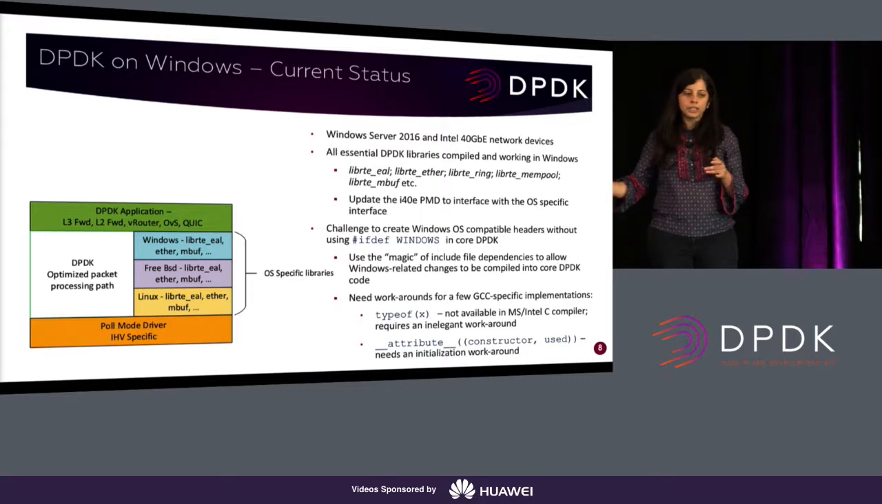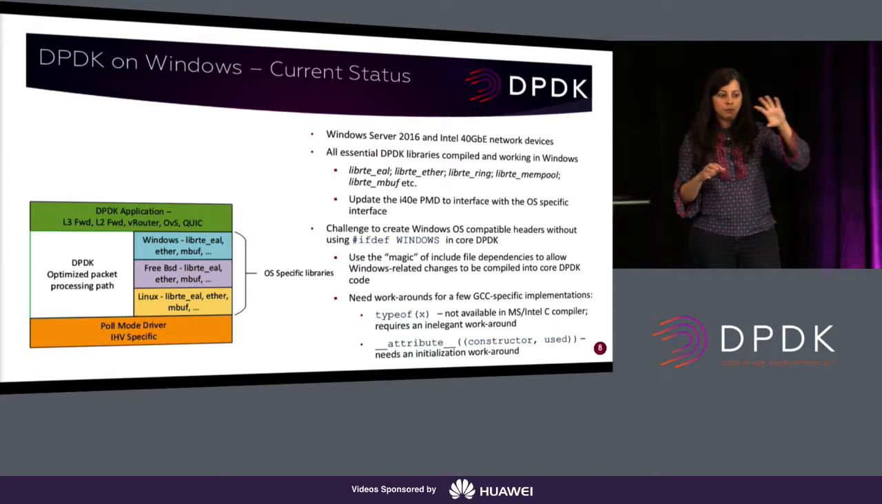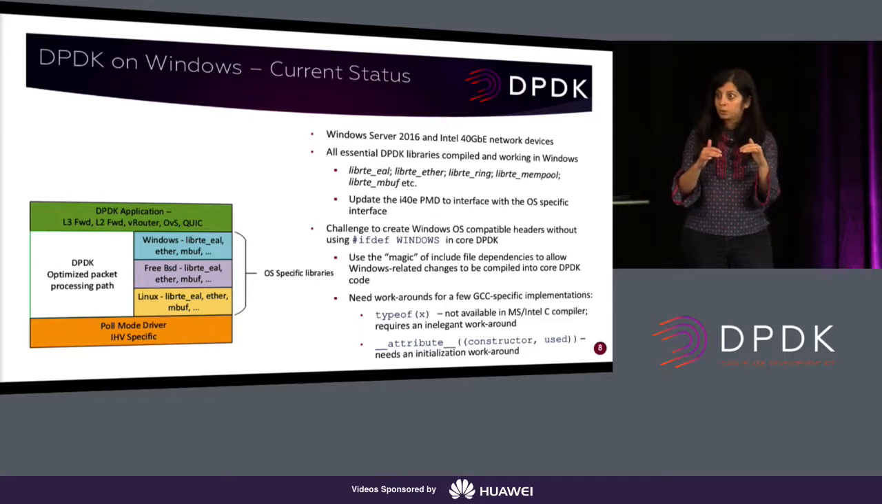Over here, I have some more details on the exact changes that we made. What we tried to do here was to keep the top and the bottom layer exactly the same. The bottom layer is the kernel-mode driver, that's IHV specific, and we wanted that to not change to the extent possible. The DPDK applications, if we can keep them static, they don't change, then they can be ported to Windows DPDK very easily.